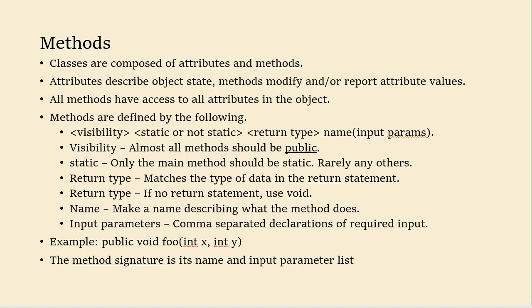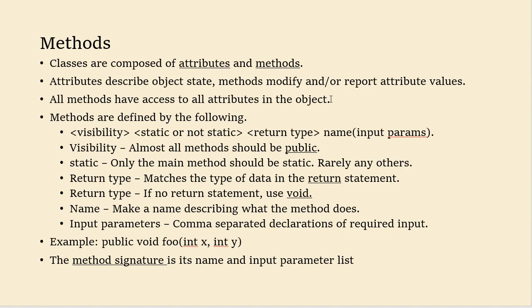Remember, classes are composed of attributes and methods. Attributes describe the state, and methods modify or report the attribute values. This is key. All methods have access to all attributes in the object, and that's the biggest reason for making something an attribute and not a variable. You want to put something in main and make it a local variable in main, fine, but nobody else will get to use it, so you can't do any method calls on it. So you want to have those things to be attributes, and then all the methods can use those values. Think of them as the idea of a global variable, but they're global only in the context of the object.